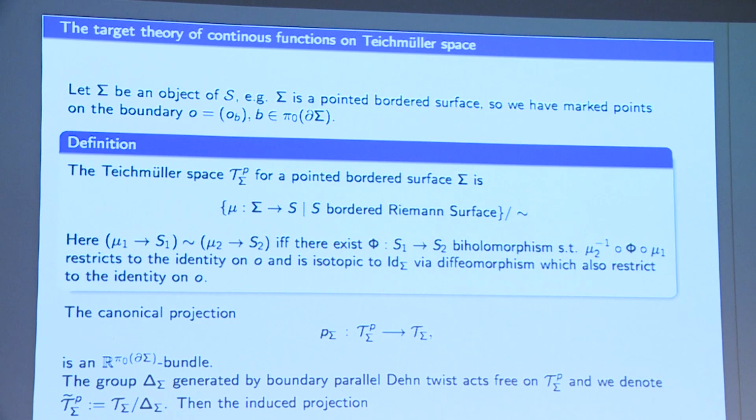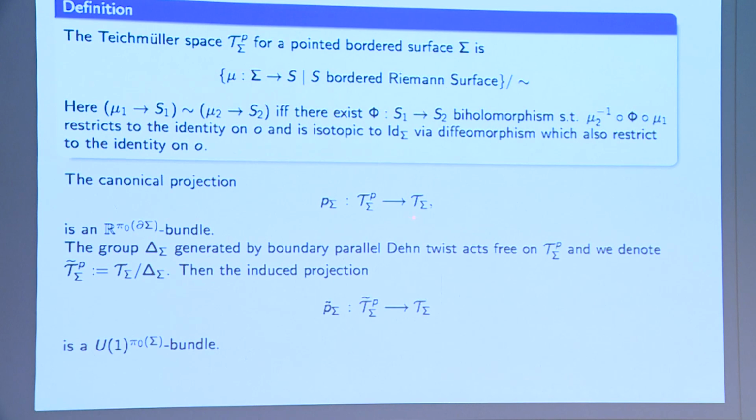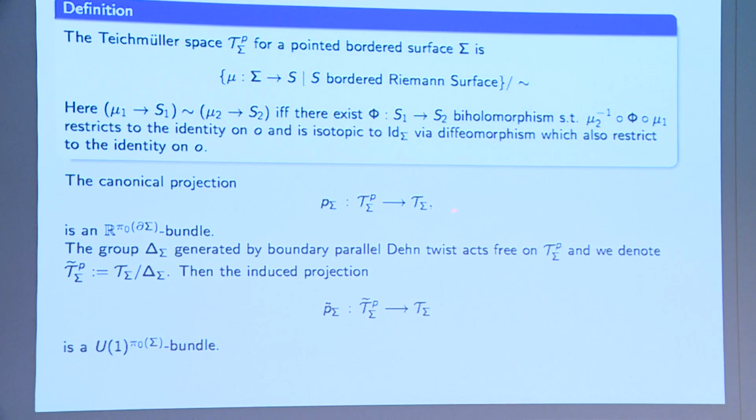The usual Teichmüller space, you wouldn't have the marked points, right? But of course, you can just forget that you have the marked points, so there is a projection from this Teichmüller space to the usual Teichmüller space of bordered surfaces. And this guy here is simply an R to the number of boundary components bundle over this. Because when I do the twist around the boundary, I can keep doing it. And even if I do it 2 pi around, I don't come back to the same metric because it's twisted, right?